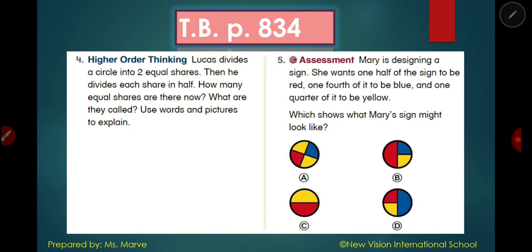Okay. Lucas divides a circle into 2 equal shares. Then he divides each share in half. How many equal shares are there now? What are they called? Use words and pictures to explain. Okay, of course, you need to use the vocabulary words fourths or quarters. Understood? And then you need to also show me how it is being divided.